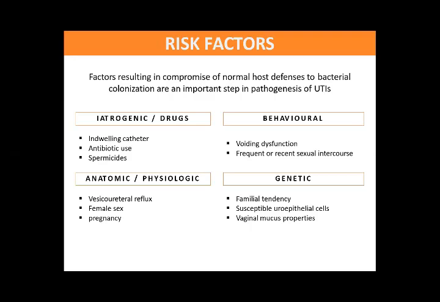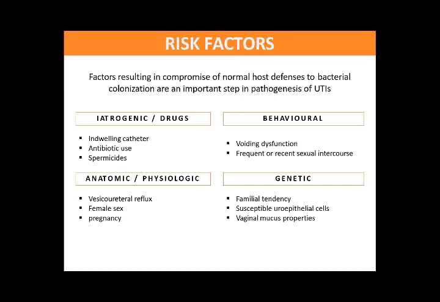Behavior, some people who have dysfunctional voiding and frequent or recent sexual intercourse, especially with multiple partners, have a high risk of sexually transmitted diseases, especially UTI. Another anatomical problem which is common in children is vesicoureteral reflux. That is where the urinary bladder and urethral sphincter let the urine be refluxed into the upper urinary tract, and that can lead to a problem with urinary tract infection. So female sex with a small urethra and pregnancy can be a risk factor for having UTI.